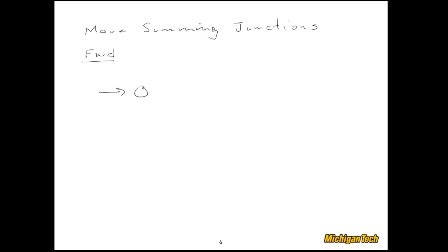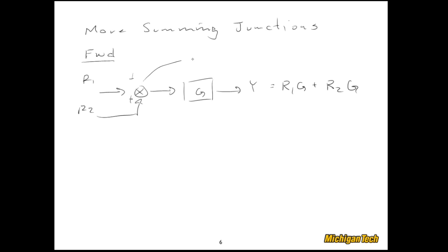So what we'll do is draw an example. We have some input signal R1 and another input signal R2. They are added together and then they get operated on by G. So Y is equal to R1G plus R2G. Okay, so now when we move the summing junction over to here, we just have to make sure that we still end up with that relationship. So let's go ahead and do it.